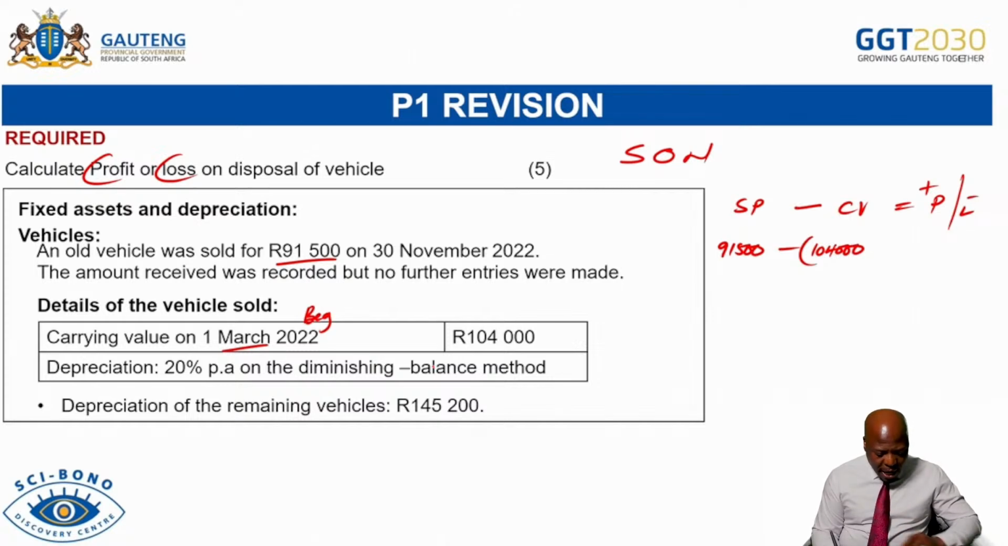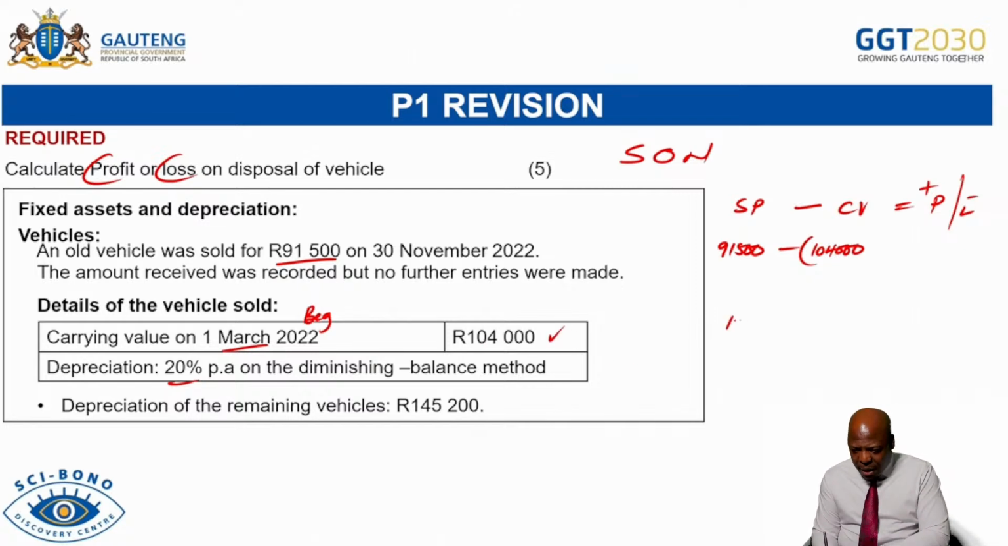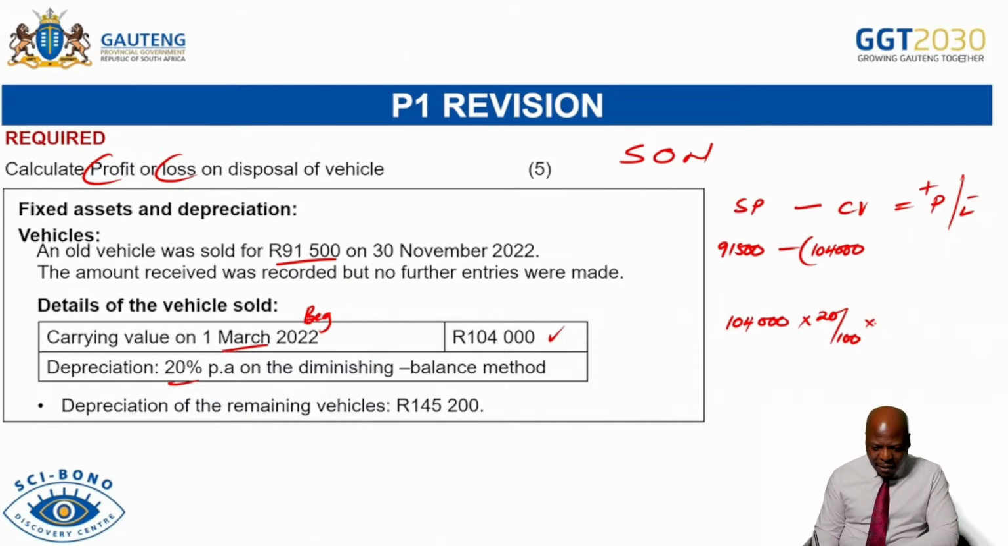And in order for me to get that, I'll now say, which method are we using? Diminishing balance. That means I'm going to use my carrying value, which is 104. So I'm going to come here and I'm going to say 104. Then I multiply that by my depreciation method. Okay, so my rate is 20%, and then I'll come to get the months. So I'll now say from when? From the beginning, which is March.